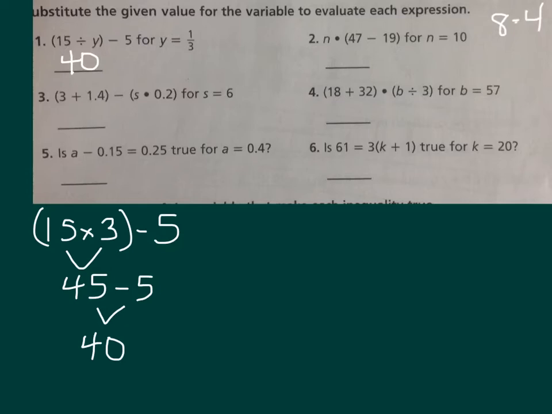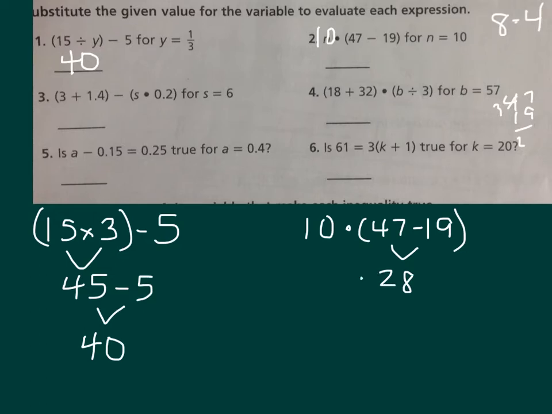Number 2 is much easier. I'm going to put my 10 in place of my n, but I have my parentheses to do first because of order of operations. So 47 minus 19, I'll do over here, and I get 28. Now I'm going to multiply that 28 by 10, and I get 280.